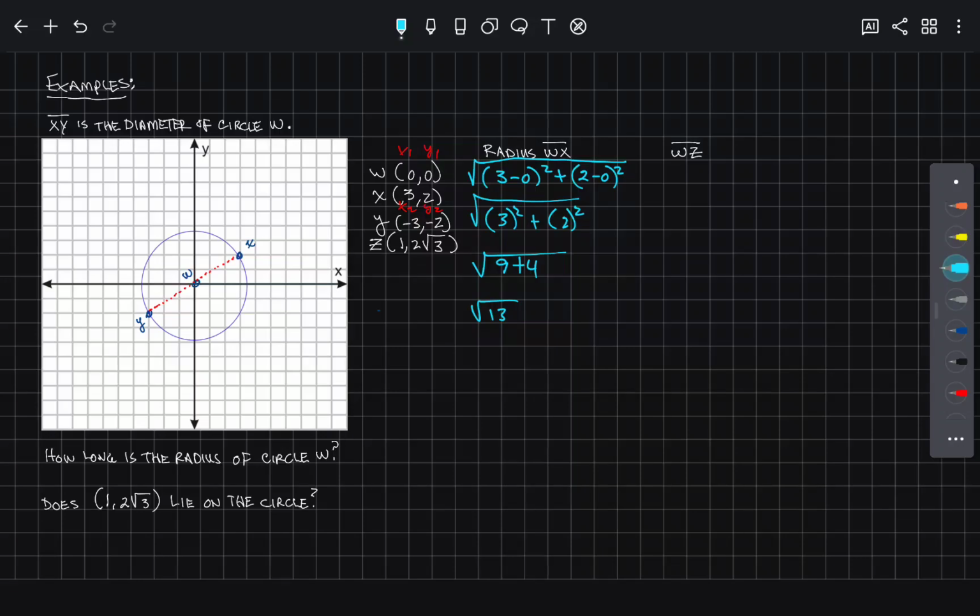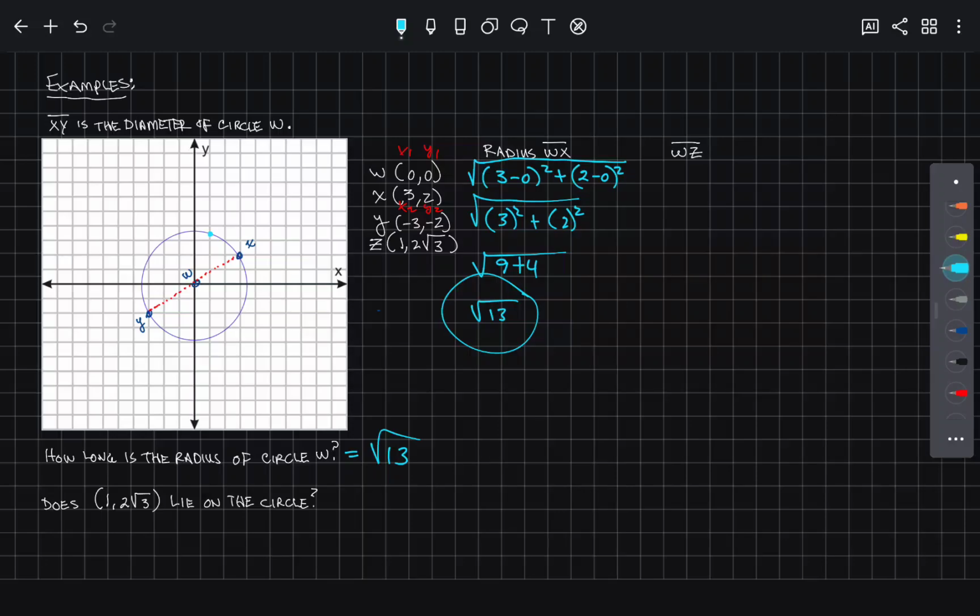So let's go ahead and test that. So WZ, okay, so Z is right there. So the question was, how long is the radius of circle W? Well, square root of 13. So we can go ahead and just put that right over here, square root of 13. Now, the next part is, does (1, 2 times the square root of 3) lie on the circle? Well, I don't know what 2 times square root of 3 is. I guess I could type it in my calculator. It comes out to be like 3.4 something. So it looks like we're going 1 and then 3.4. It might be right here, but we have to test it.